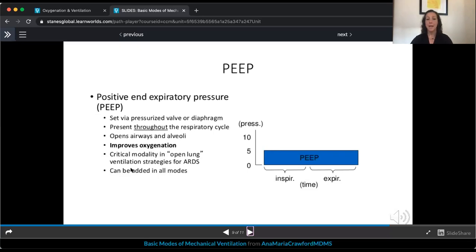So PEEP can be added, this is important, to any mode of ventilation. It can be added to control modes, it can be added to support modes, it can be added to SIMV, it can be added to AC. It's just a constant pressure, but it has its greatest effect at the end of exhalation because it prevents those alveoli from collapsing. That's PEEP.